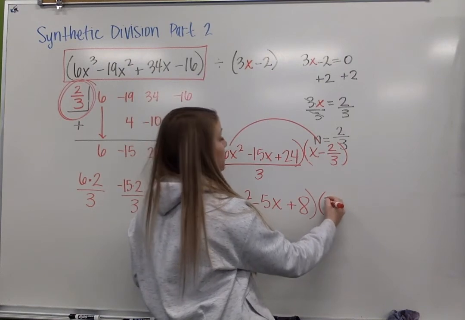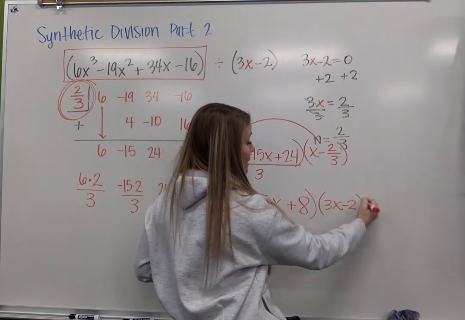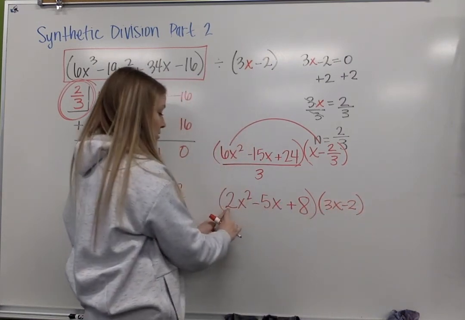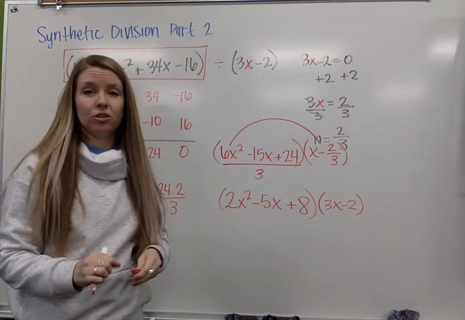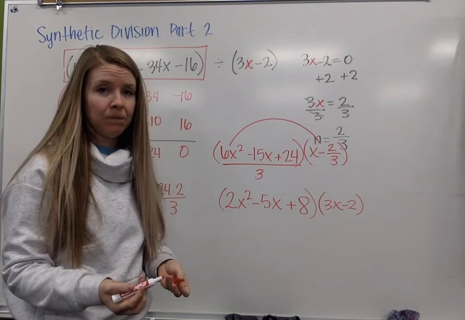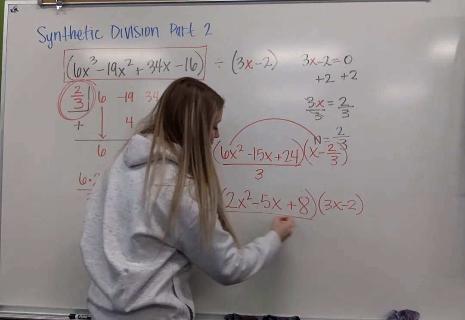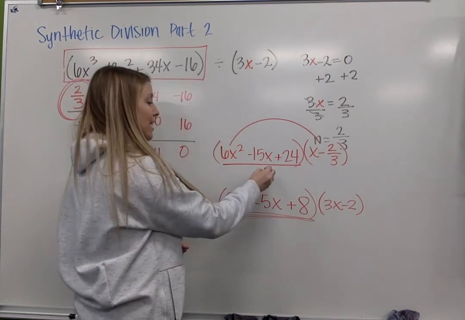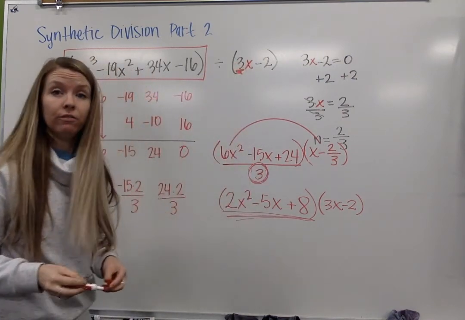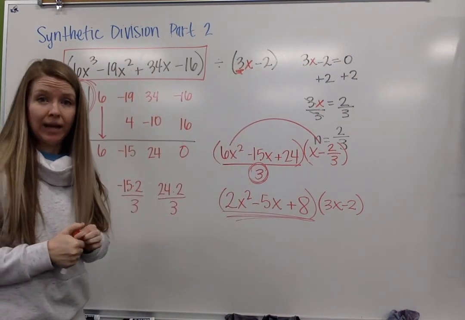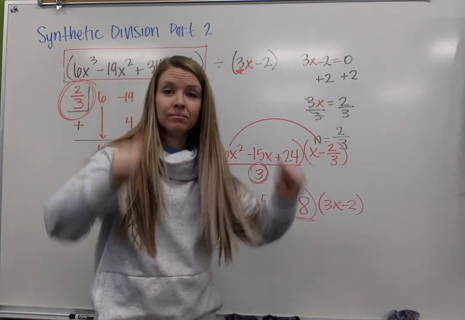If I were to multiply this back to my 3x minus 2, 3x times 2x squared is my 6x cubed. Okay? So to get our final answer, we have to divide by that coefficient, the number attached to our x. Okay? Good luck!